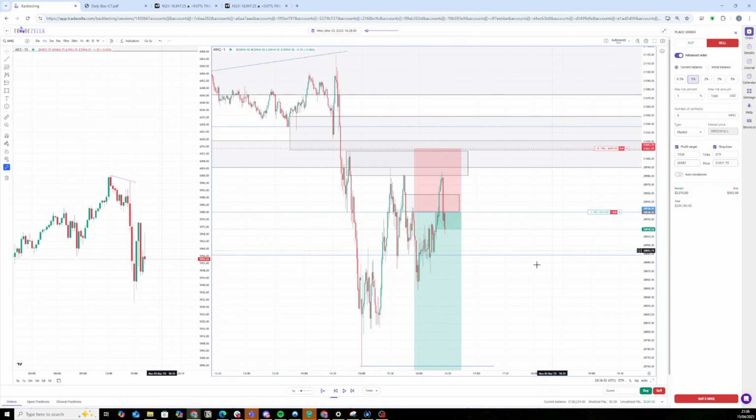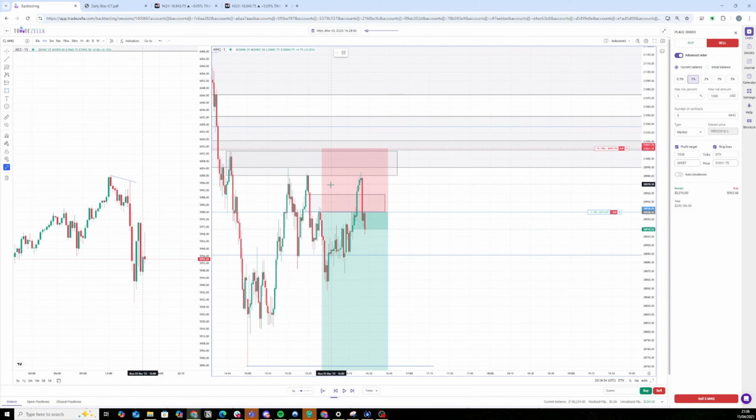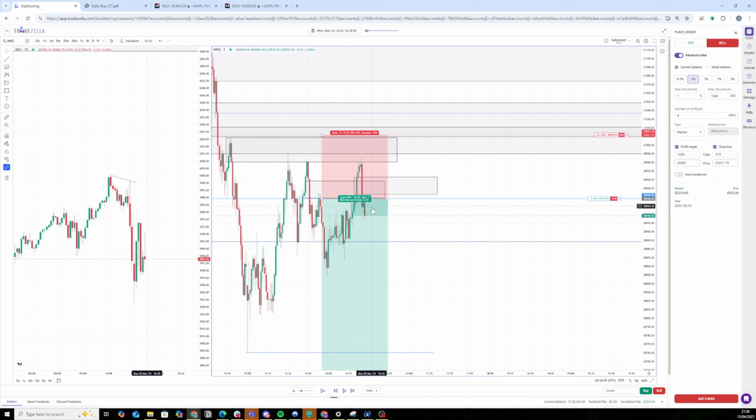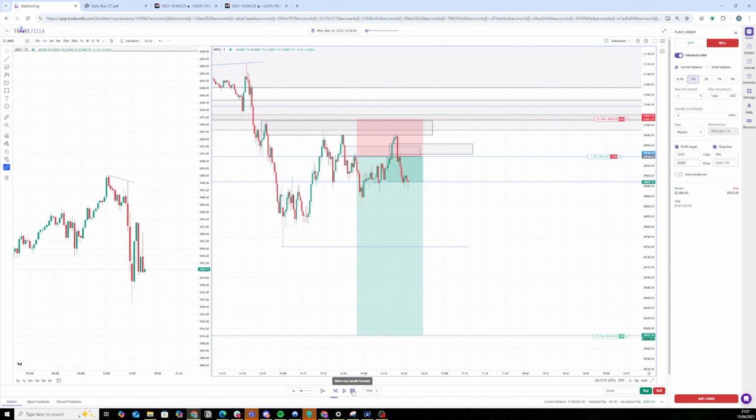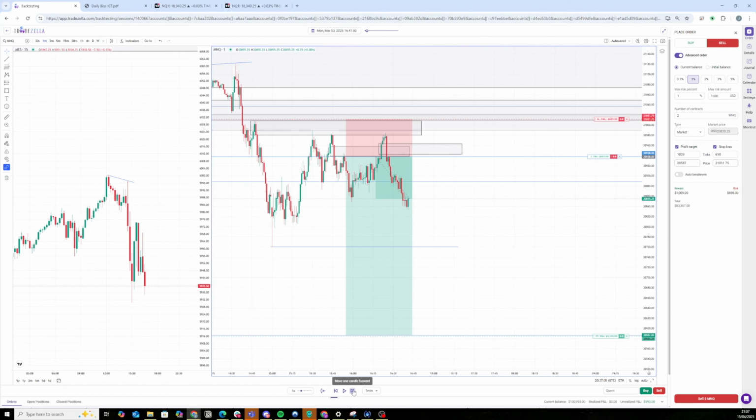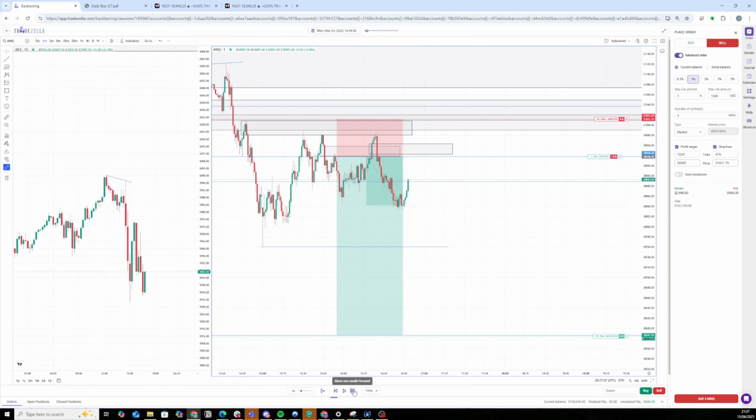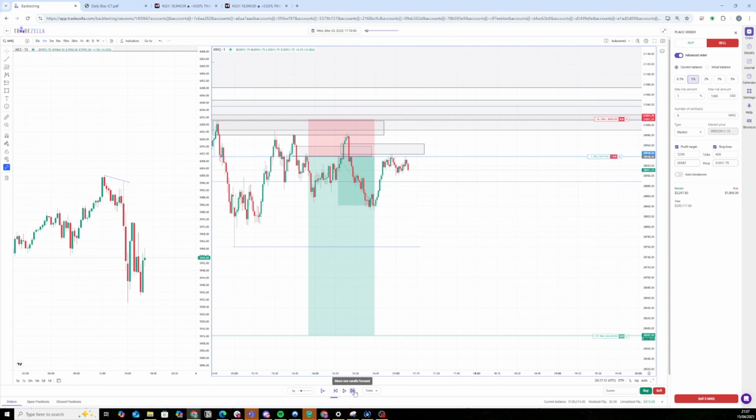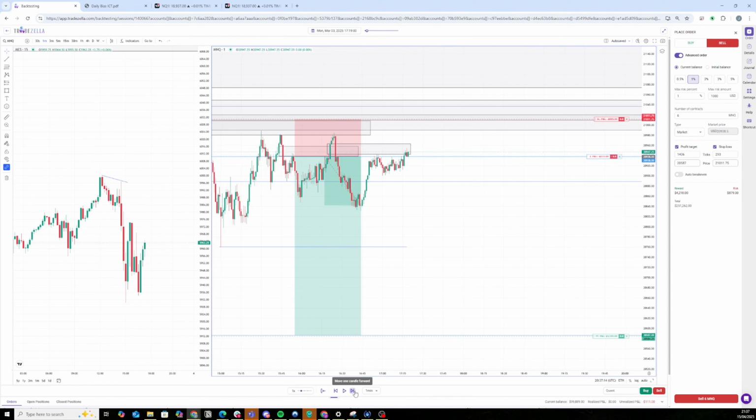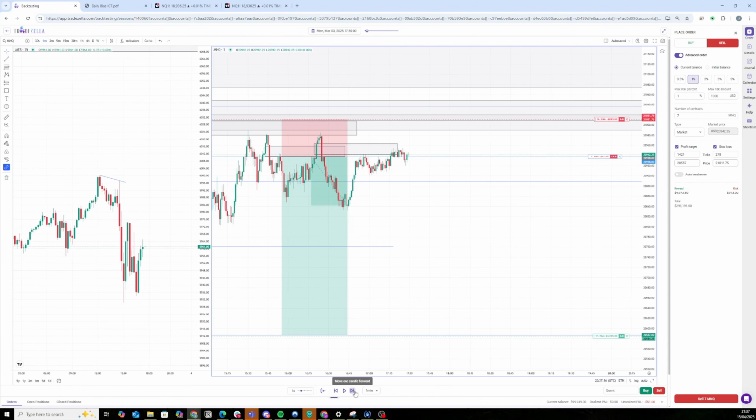Another entry you could have had was here. As we inverse this fair value gap, you could have entered there because that's quite strong displacement for the fair value gap. I need something clear to say go break even. Nothing yet. Let's hope we don't get stopped on this.